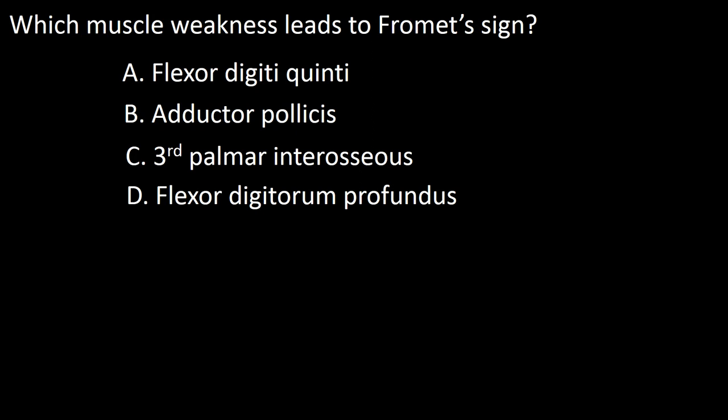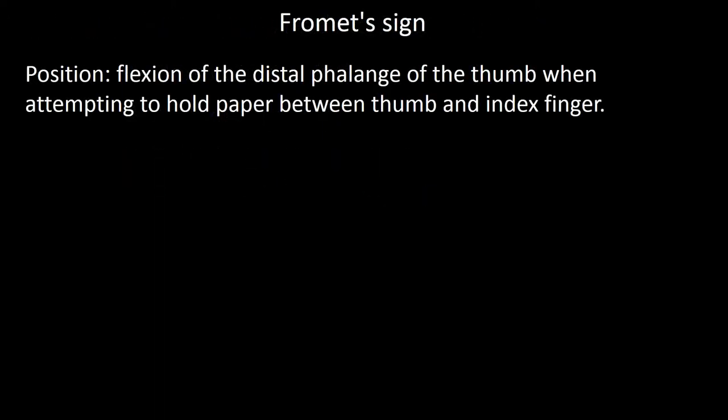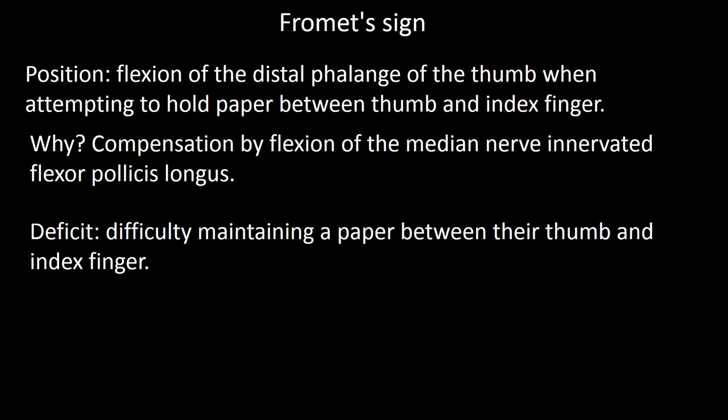Next question. Which muscle weakness leads to Froment sign? A. Flexor digiti quinti. B. Adductor pollicis. C. Third palmar interosseus. D. Flexor digitorum profundus. Froment sign refers to the flexion of the distal phalanx of the thumb when attempting to hold paper between the thumb and the index finger. This abnormal position arises from compensatory contraction of the flexor pollicis longus, a median nerve innervated muscle. The deficit is expressed by failure to maintain a paper between the thumb and the index finger.